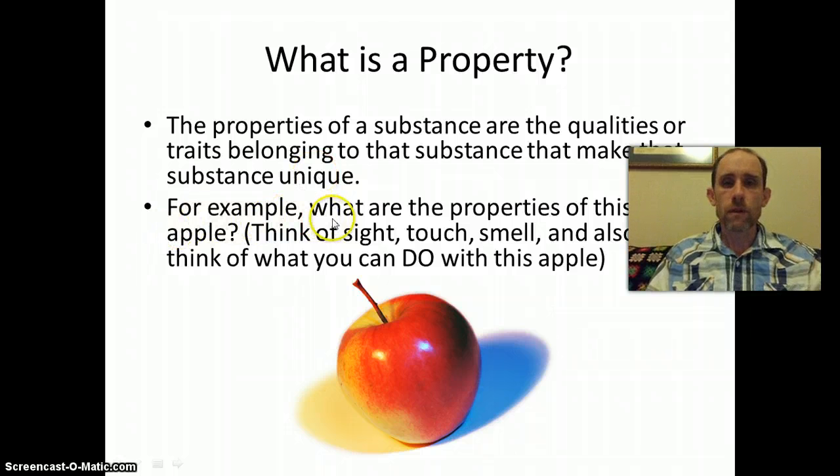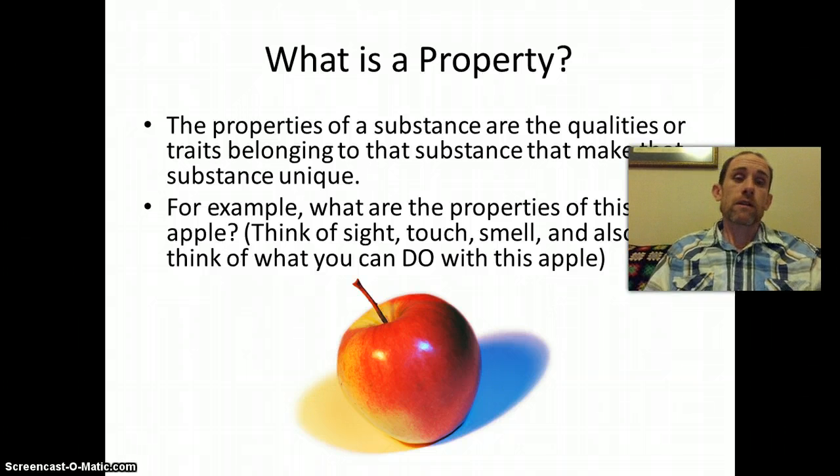For example, what are the properties of this apple? Think of sight, touch, smell, and also think of what you can do with this apple. So you could say that the property of this apple is that it's red, it's shiny, it smells like an apple, and also it can provide nutrition to your body.